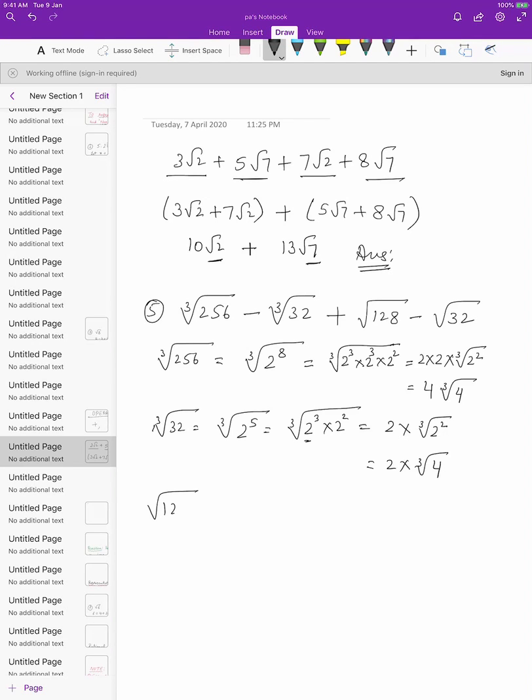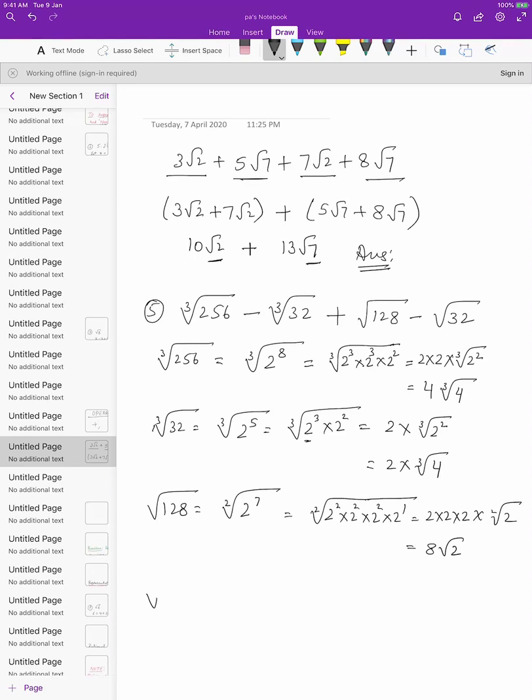Now square root of 128 is square root of 2 raised to the power 7. Square root, you all know, means here the order is 2. So square root of 2 raised to the power 2, 2 raised to the power 2, 2 raised to the power 2 into 2 raised to the power 1, which is equal to 2 into 2 into 2 into square root of 2, which gives me 8 into square root of 2.